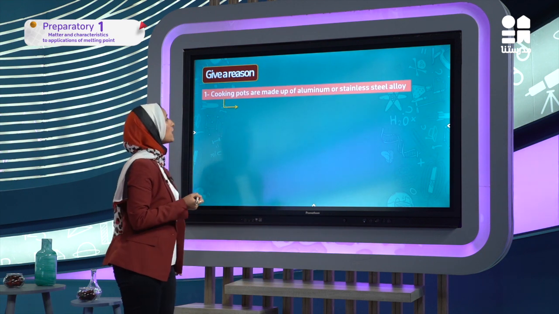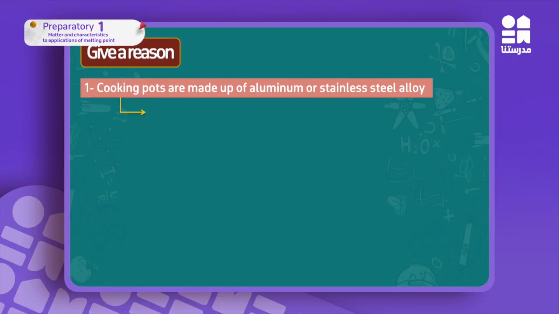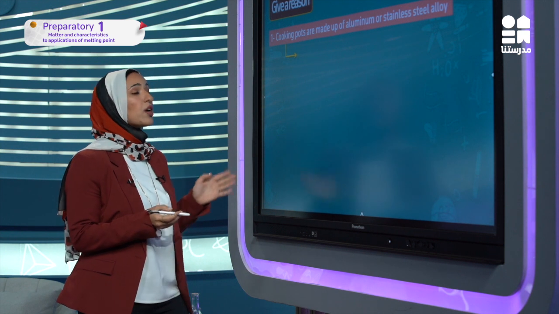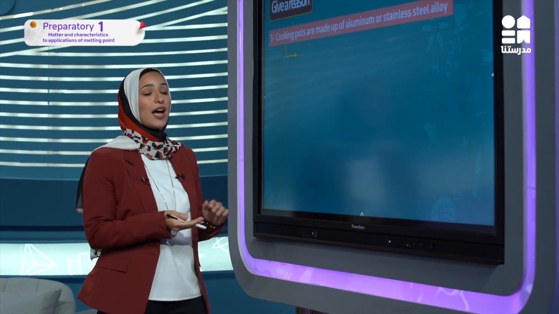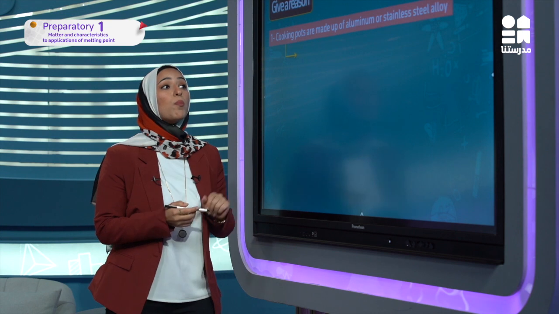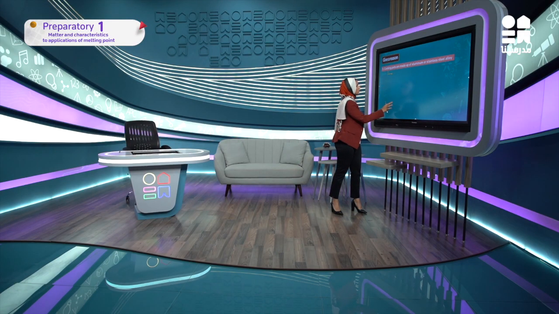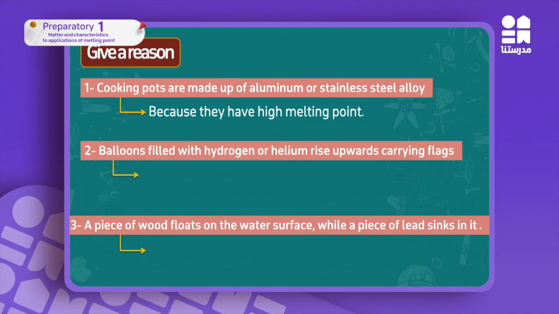طيب نقرا السؤال. Give a reason why ال cooking pots أو ال cooking pans are made up of aluminium or stainless steel. طيب نفكر ليه الـ pots معمولة من ألمنيوم أو stainless steel؟ Basically عشان we said that aluminium and stainless steel both have a high melting point. So because the aluminium and the stainless steel both have a high melting point، يعني they need high temperatures to melt.